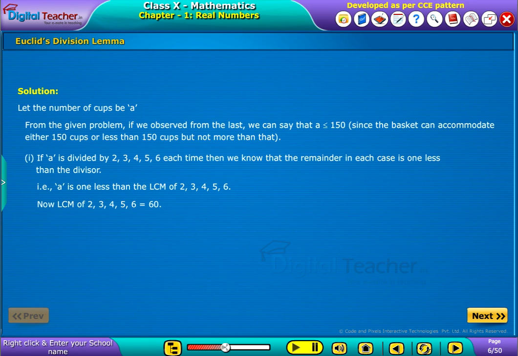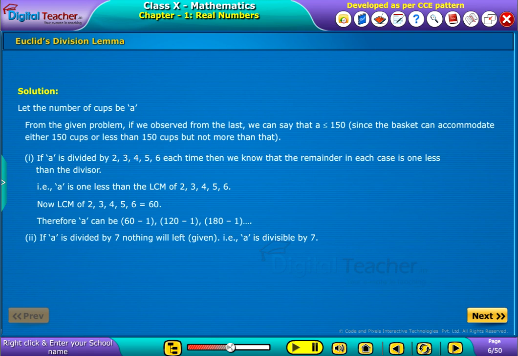Now the LCM of 2, 3, 4, 5, 6 is 60. Therefore, A can be 60 minus 1, 120 minus 1, 180 minus 1, and so on. 2. If A is divided by 7, nothing is left. That is, A is divisible by 7. 60 minus 1, that is 59, is not divisible by 7. 120 minus 1, that is 119, is divisible by 7. Therefore, A can be 119.